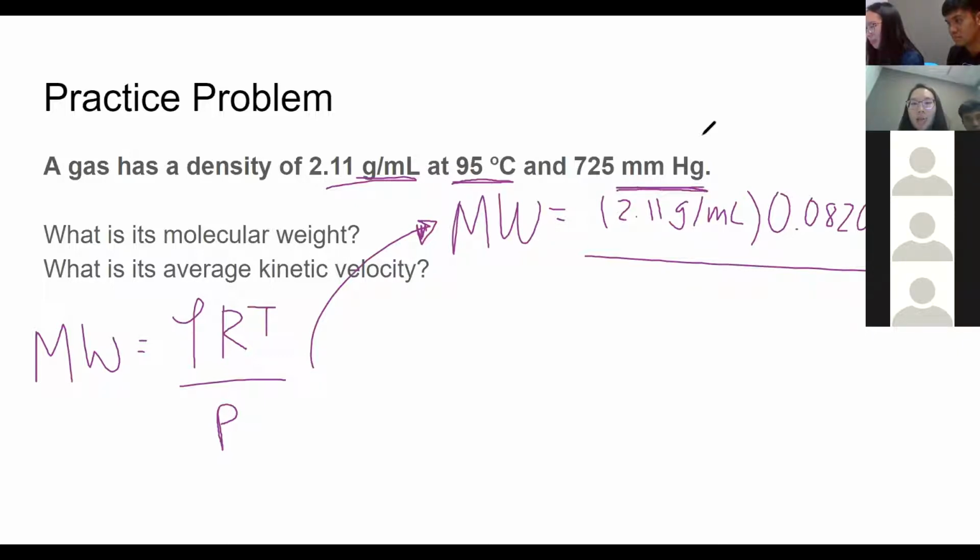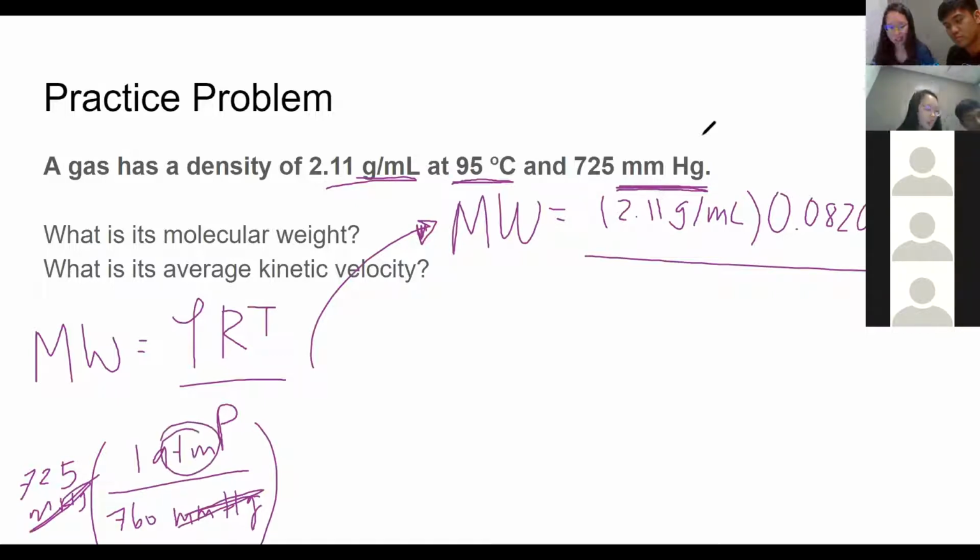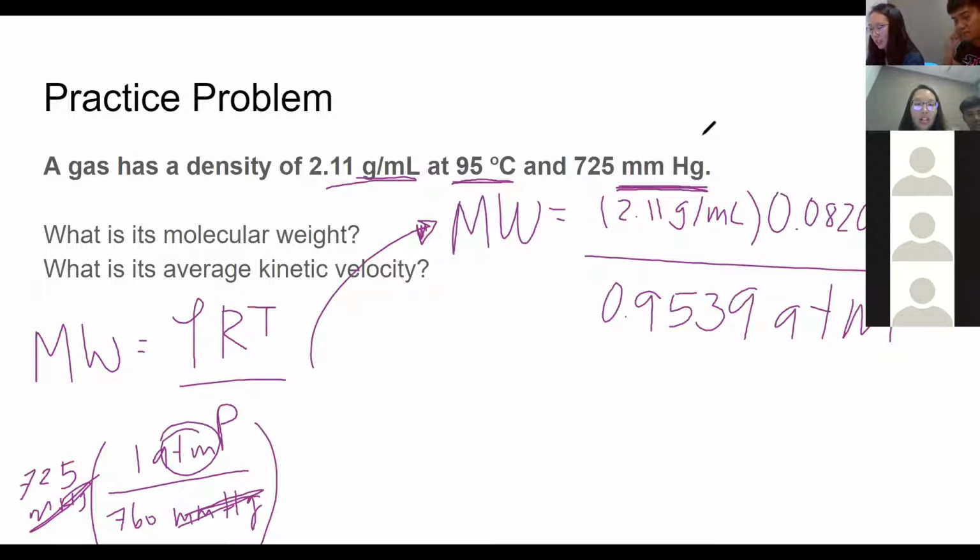This is not in ATM, right? So we need to convert really quickly. I cannot do these in my head, so I'm going to write everything out. We have mmHg on top, so mmHg goes on the bottom to cancel. 760 mmHg is equal to 1 ATM. Units cancel out, we're left with ATM. So we divide 725 by 760, and we get 0.9539 ATM.